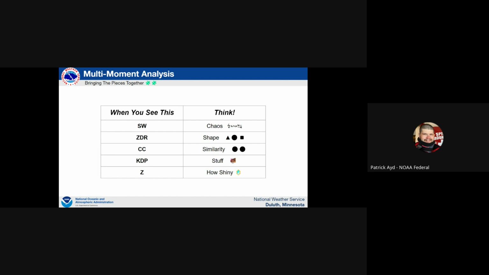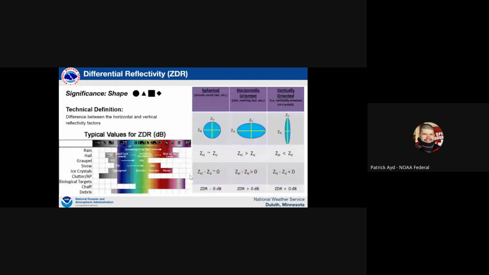So we're going to go through the more foundational ZDR, CC, and KDP, because we really have to make sure we have a good understanding of what those are if we're going to have a chance of understanding a refreeze signature or prolific ice crystal growth aloft. So let's go. First one, ZDR.